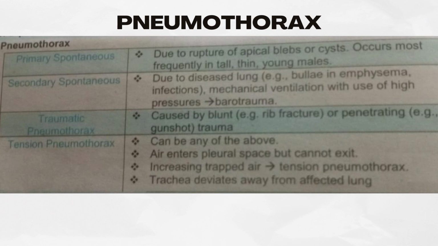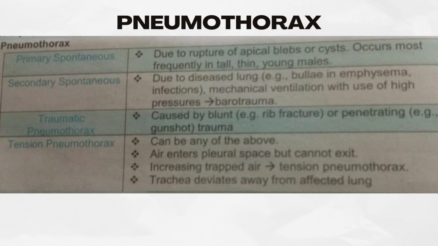So there is primary spontaneous pneumothorax, secondary spontaneous pneumothorax, traumatic pneumothorax, and tension pneumothorax. Primary spontaneous pneumothorax is due to rupture of apical blebs or cysts and occurs most frequently in tall, thin, young males. Secondary spontaneous pneumothorax is due to a diseased lung, for example, bullous emphysema, infection, or mechanical ventilation with use of high pressures, that is barotrauma.